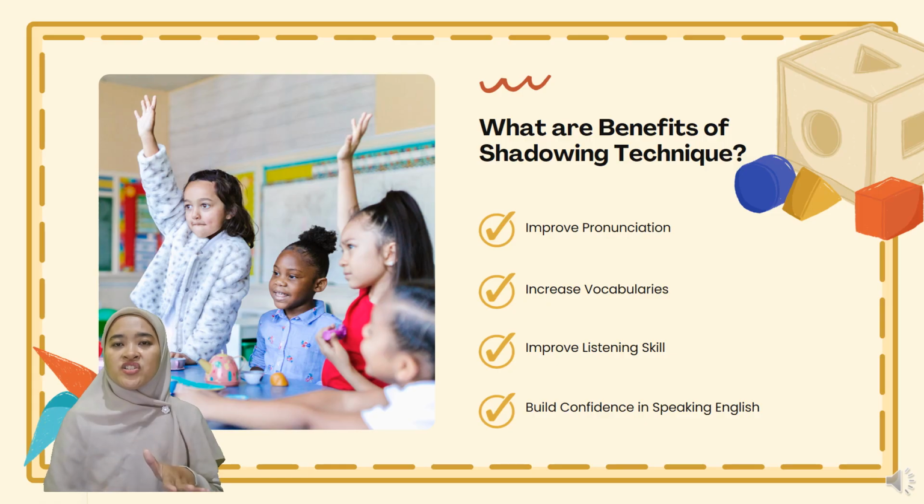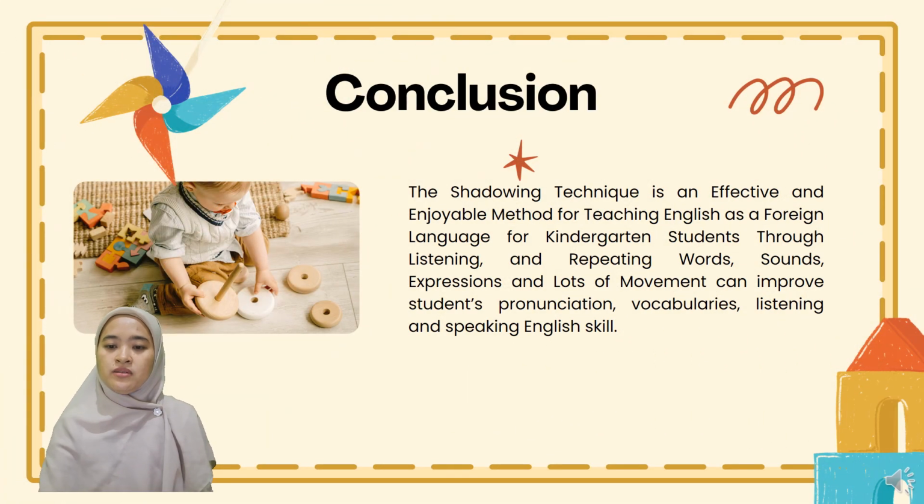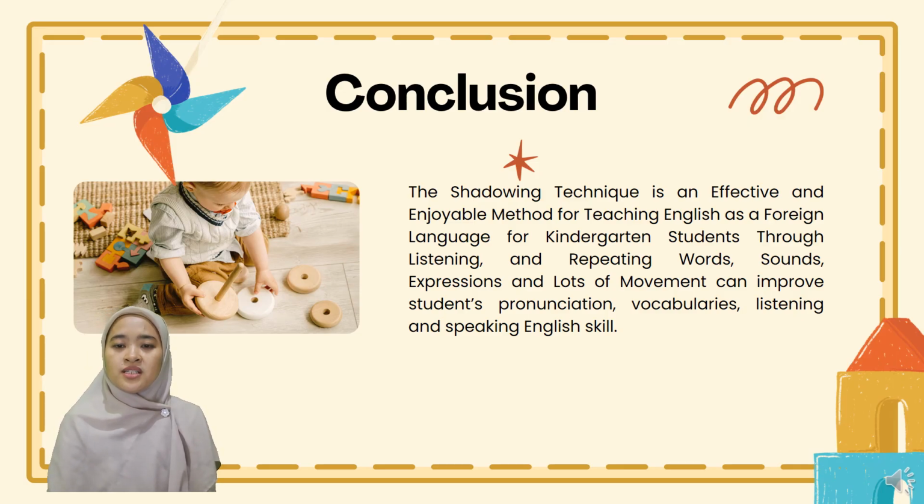Okay, we reached the last of my presentation. This is the conclusion. The shadowing technique is an effective and enjoyable method for English teaching to kindergarten students. Through listening and repeating the teacher's words, children can improve their pronunciation, listening ability, vocabularies, and speaking confidence.